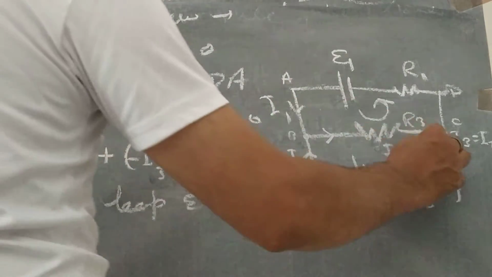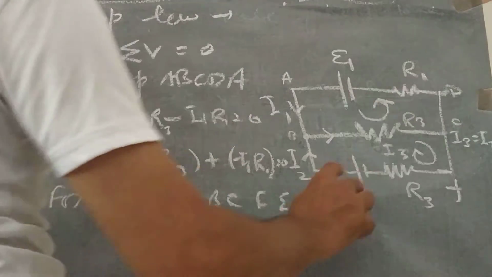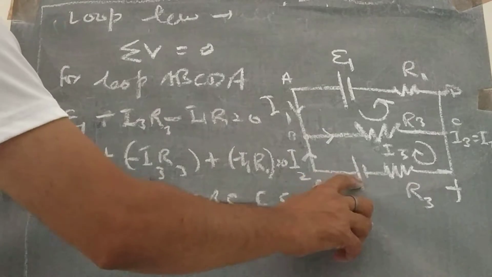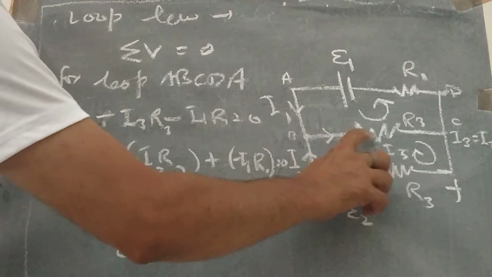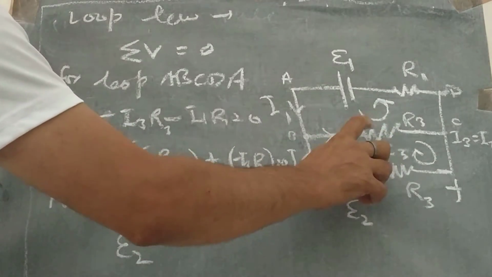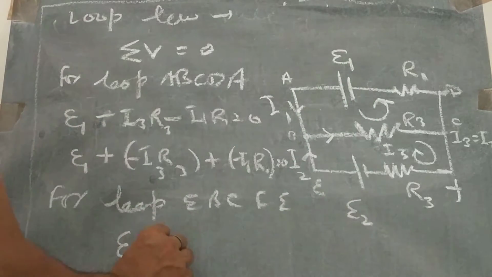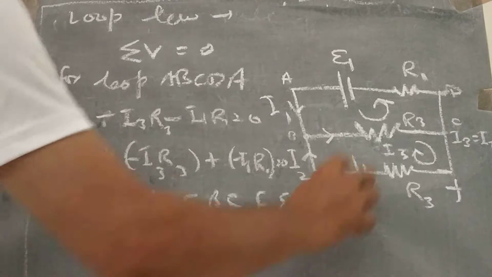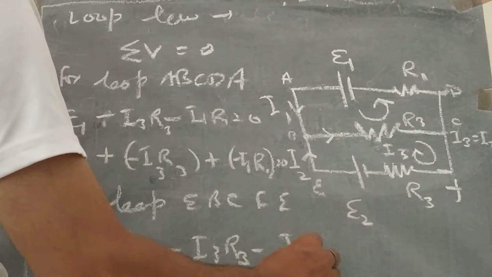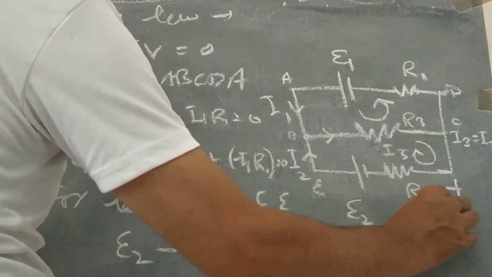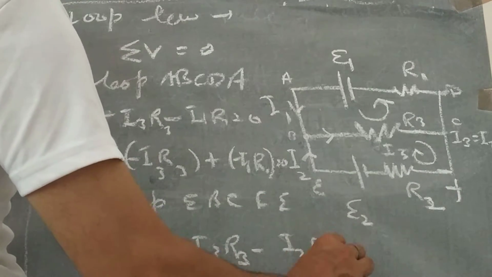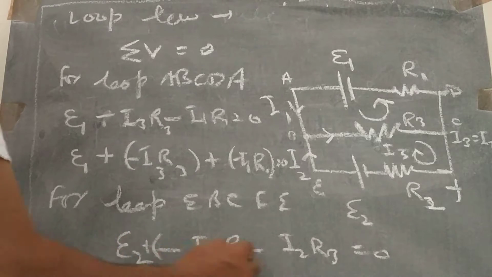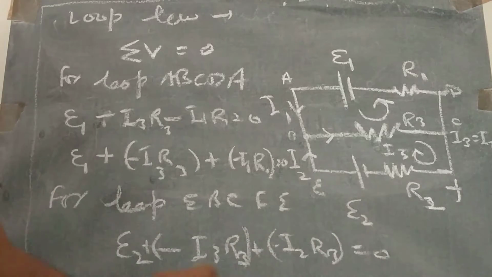Now I am tracing it in the clockwise direction. Again I am starting from the positive terminal of the battery, therefore E2 is taken to be positive. Again moving in the direction of decreasing potential, therefore minus I3 R3, again minus I2 R2 equals 0. Again, here if we write it as positive, then I have to give it the negative sign.